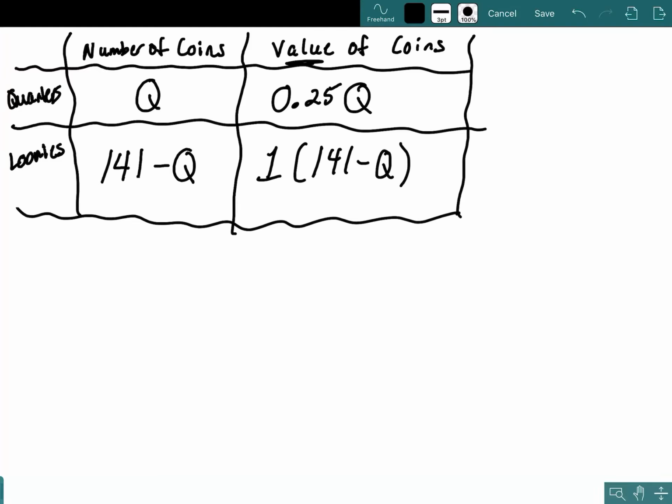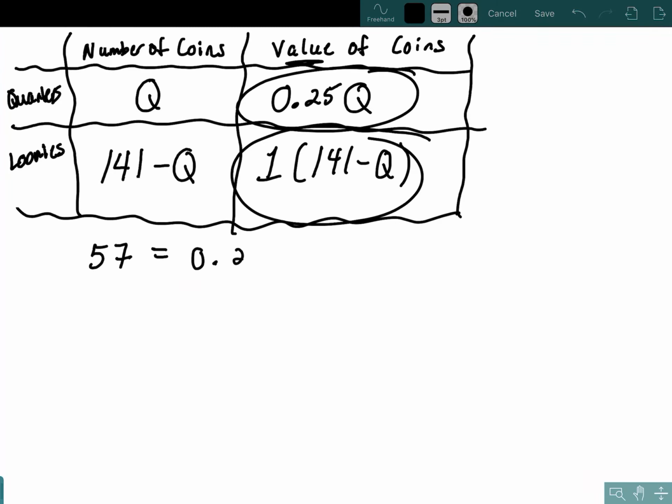All right, now we can write our equation. So if we take the value of money in quarters and we add it to the value of money in loonies, we should get the total value, which is $57. So 57 equals 0.25Q plus (141 minus Q).